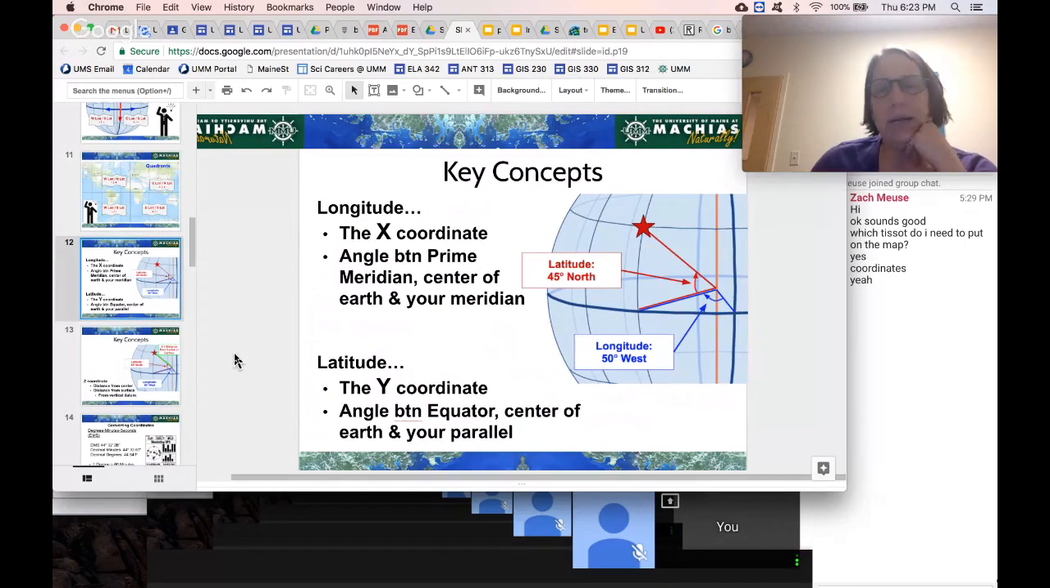And these are key concepts. I will post these slides so you'll be able to see them and come back to them when you take your next quiz, because this information will be on the quiz.